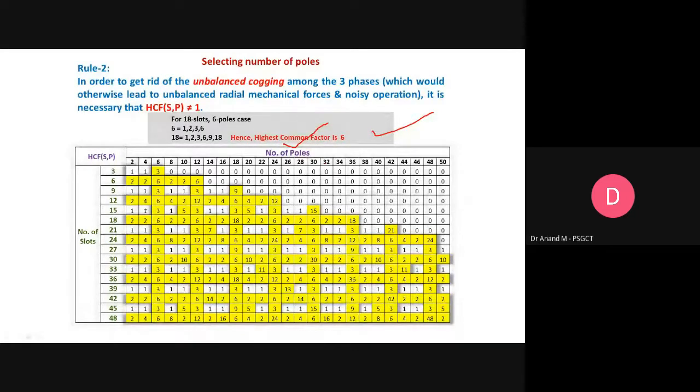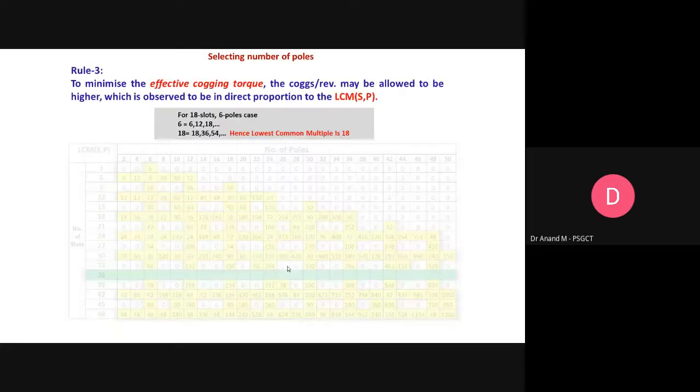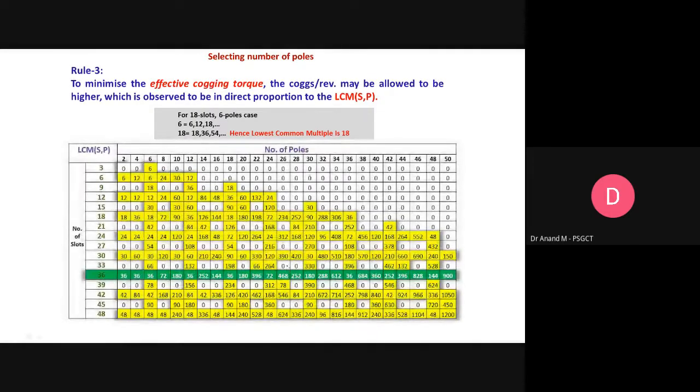The yellow shaded regions are the ones which pass both the rule 1 and rule 2 criteria, which are taken over to the third and final step of the slot per pole combination. It says that if you want to effectively reduce the cogging torque, we go for a direct LCM of the final slot per pole combination. Here I have shown you the case for the 6 combinations.